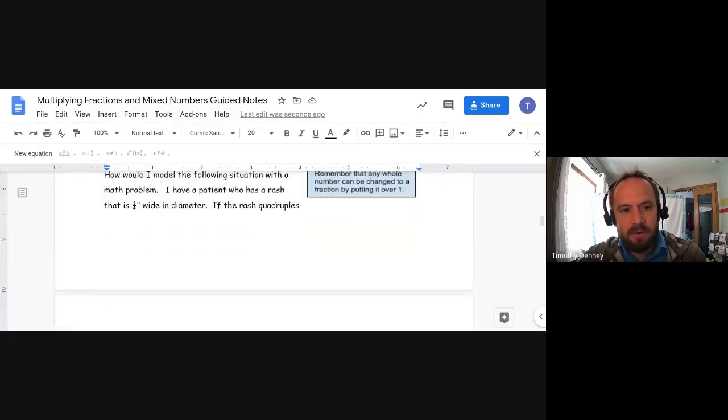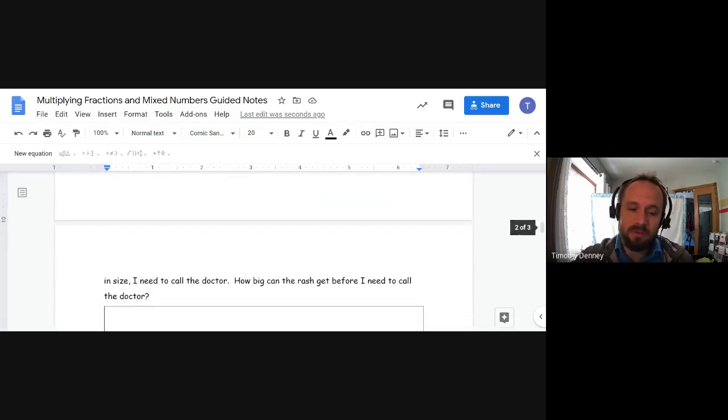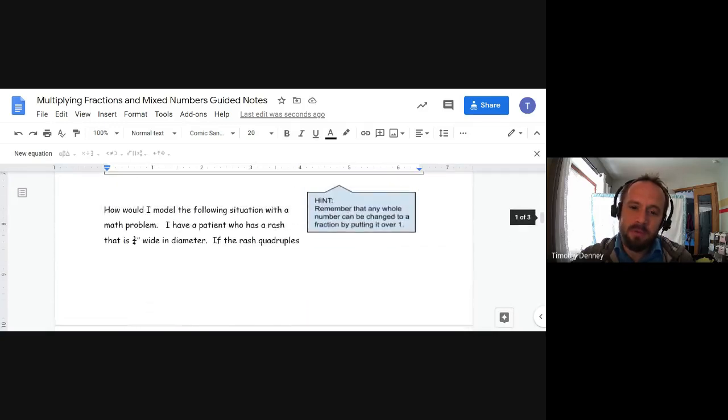All right, here's a question for you. How would I model the following situation with a math problem? I have a patient who has a rash that is 3/4 of an inch wide in diameter. Got bit by a spider, maybe. All right, now I know if the rash quadruples in size, this is what the doctor told me, I need to call him. How big can the rash get before I need to call the doctor? All right, quadruples. Quadruple stands for times 4.